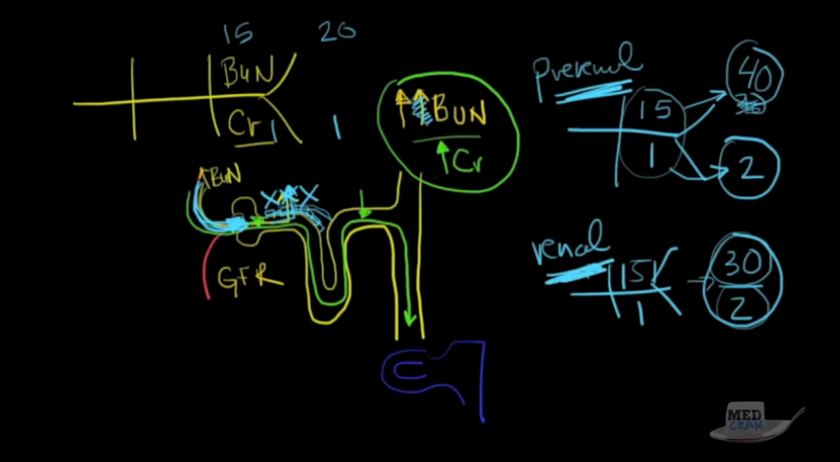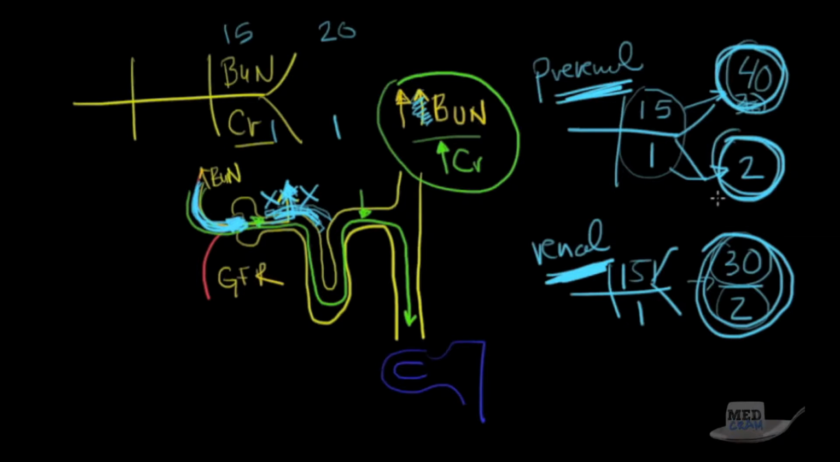So in a renal situation, where there's a problem with the kidney itself, you hold and maintain that 15/1 ratio. But when there is a pre-renal state, in other words, there's not enough flow coming to the glomerulus, you're going to get a reabsorption of the BUN preferentially, and that's going to increase your BUN to creatinine ratio to 20/1.